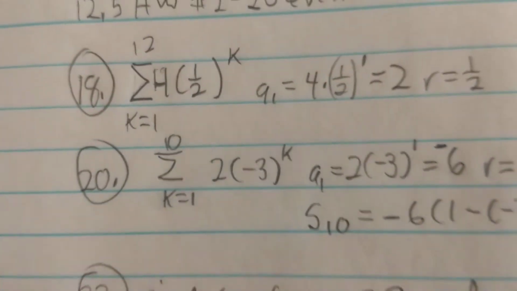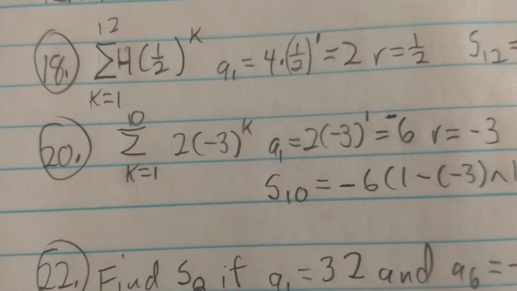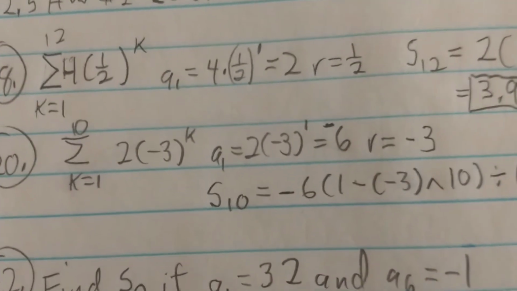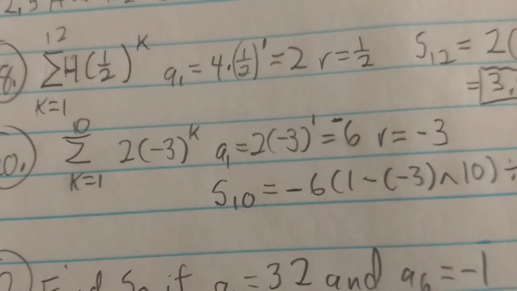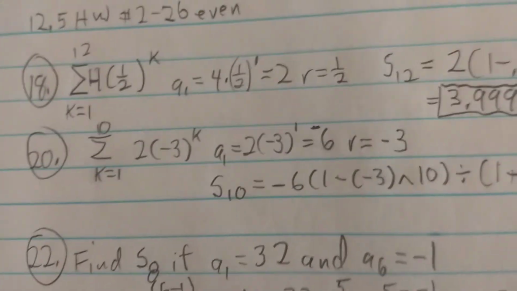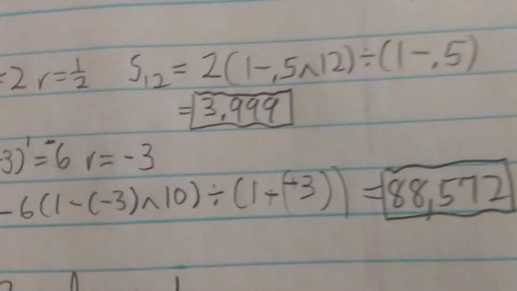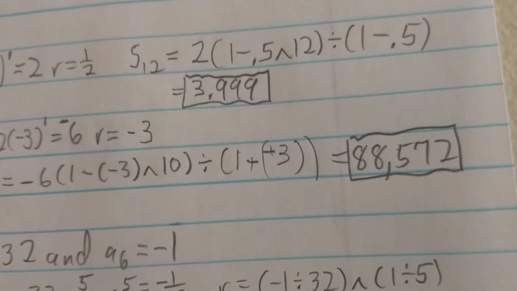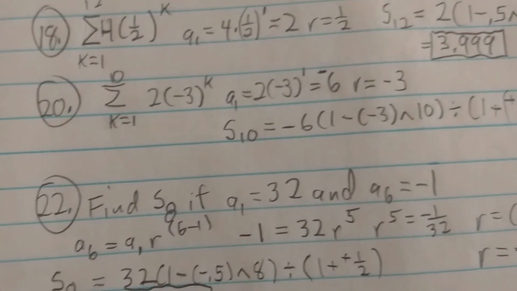For 18, we want to find, using sigma notation, the sum of the first 12 terms from k equals 1 to 12 of the sequence term 4 times 1/2 to the k. Now we put k equals 1 to figure out what a1 is, which is 4 times 1/2 to the 1 power, or 4 times 1/2 equals 2. But clearly the multiplying factor is 1/2. So here using our formula, S12 is equal to 2 times parentheses 1 minus 0.5 power 12 divide parentheses 1 minus 0.5, and to 3 places, that should come out to 3.999.